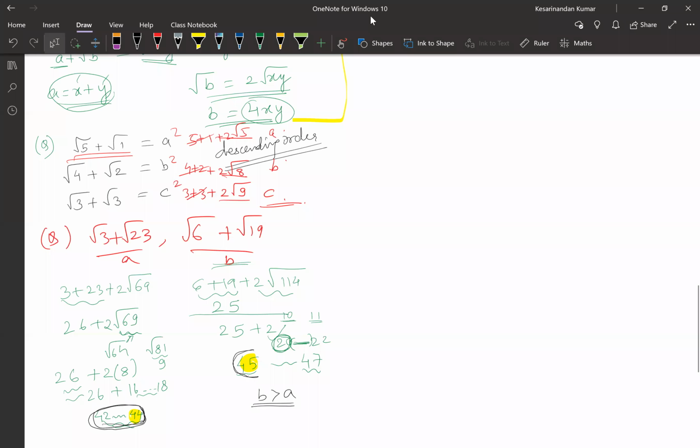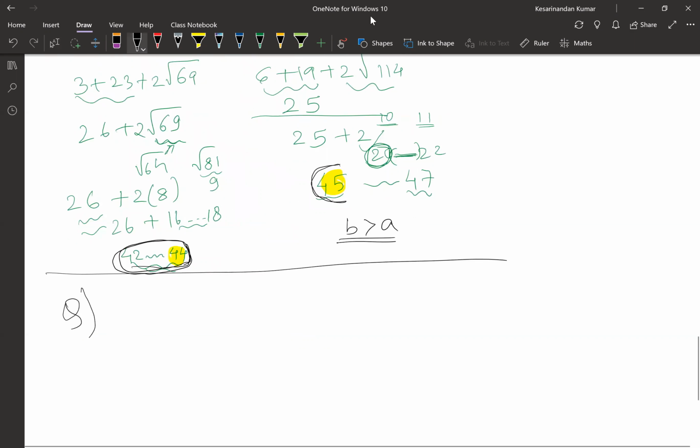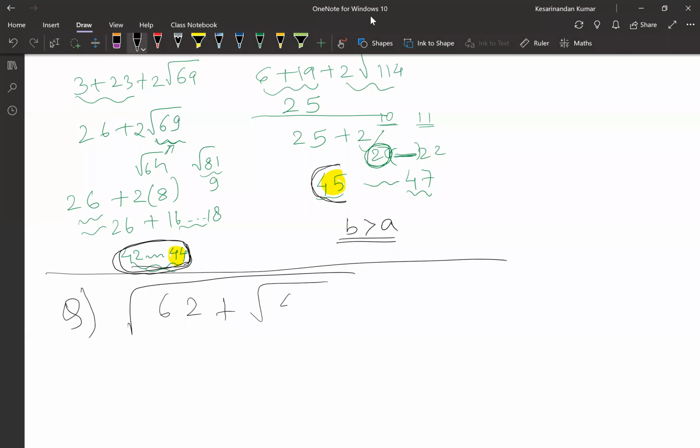Okay, let's move to the new question then. So the new question would be, calculate the square root of this. Simple question. Take 2 minutes. Answers in the chat box as usual.